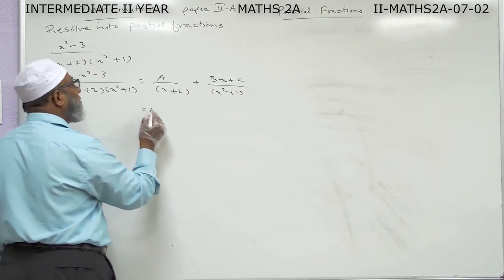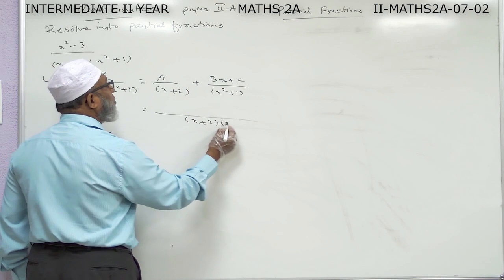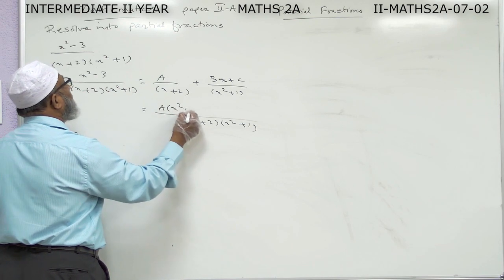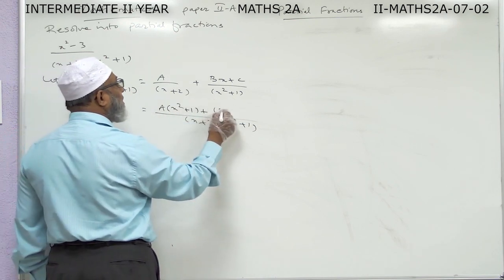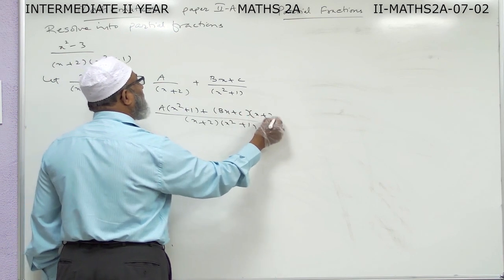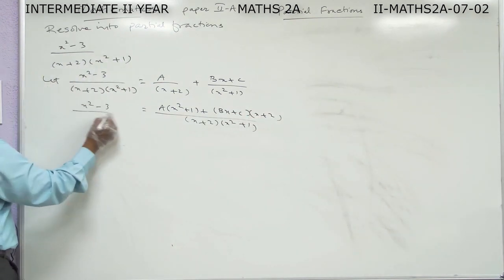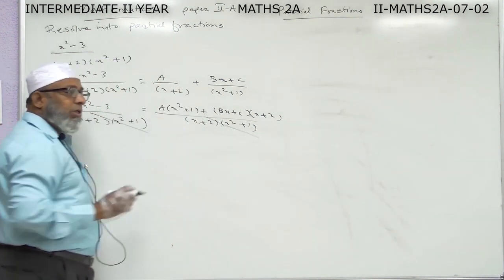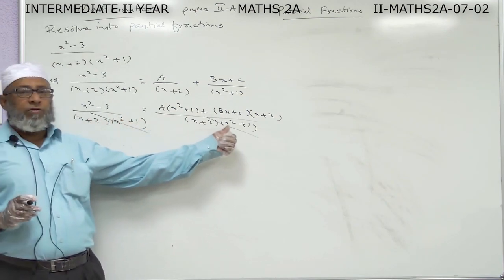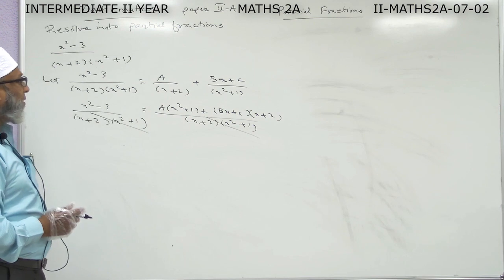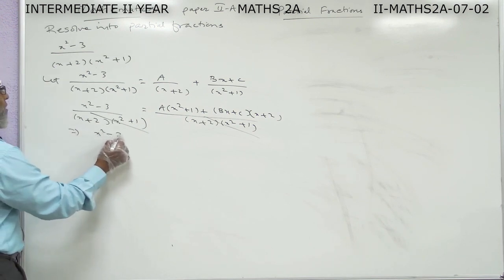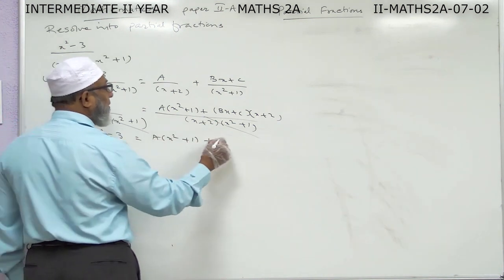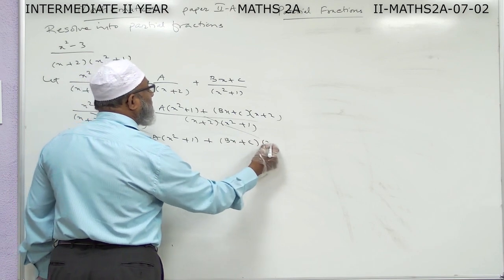Now, on taking the LCM, what happened? This is x plus 2 into x square plus 1. This will be cancelled, and this part remains A into x square plus 1. This part is cancelled, and this is again Bx plus C into x plus 2. On the left hand side, you have x square minus 3 into x plus 2 into x square plus 1. The LCM of both sides will cancel each other, so we cancel them. The remaining part will be x square minus 3 is equal to A into x square plus 1 plus Bx plus C into x plus 2.